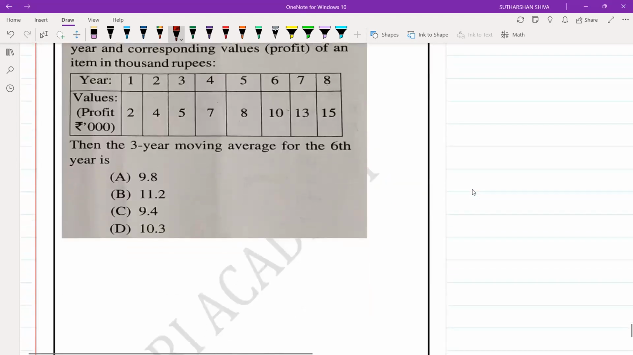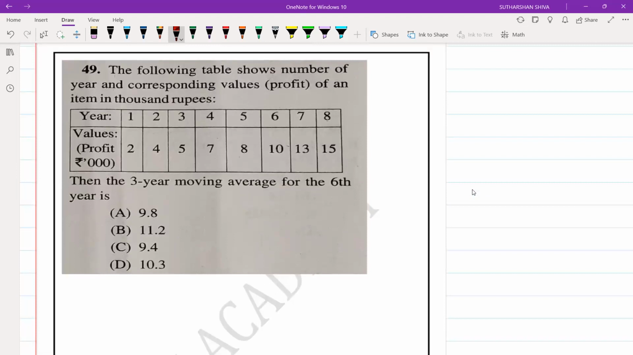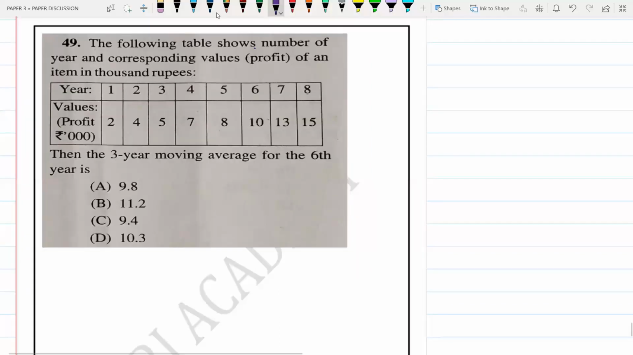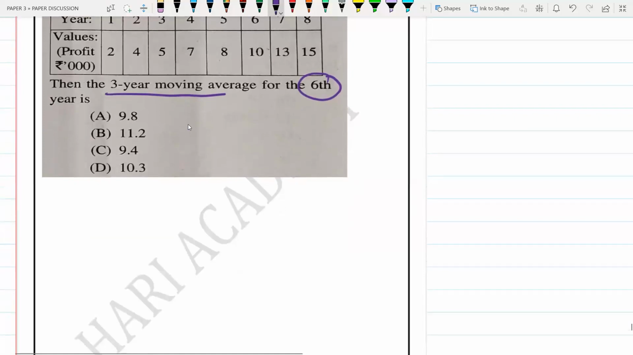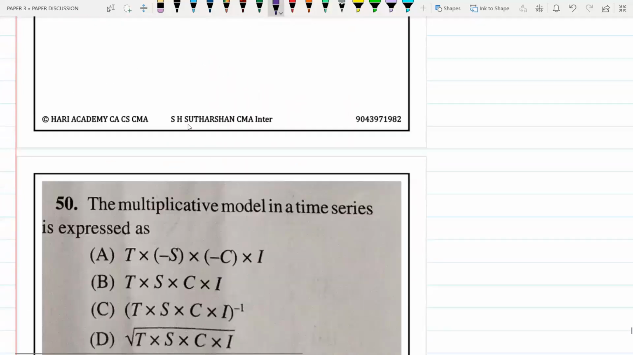Now coming to 49th, it is a time series question, which I will try to give a logic for and then finally we will give you the final value. The following table shows number of years and the corresponding values of a profit on 1,000 rupees. Okay, fine, it is 3 years moving average for the 6th year they are asking. Okay, we'll complete this 50th question and then come back to 49.